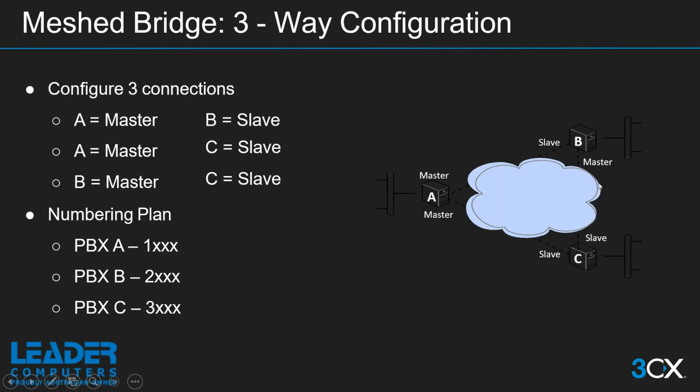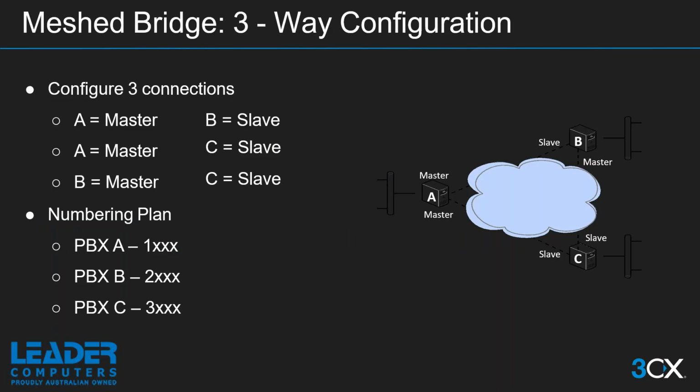Now we need a connection between B and C, where you can put one as master and the other as slave. So now A and B have a connection, A and C have a connection, B and A have a connection, B and C have a connection, and C and A, and C and B. So that is a three-way bridge. And if you're doing that, it's always good to have a numbering plan.